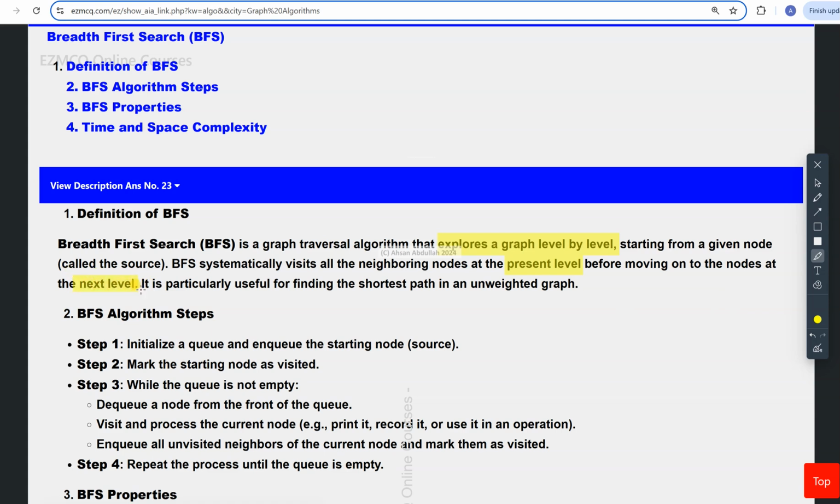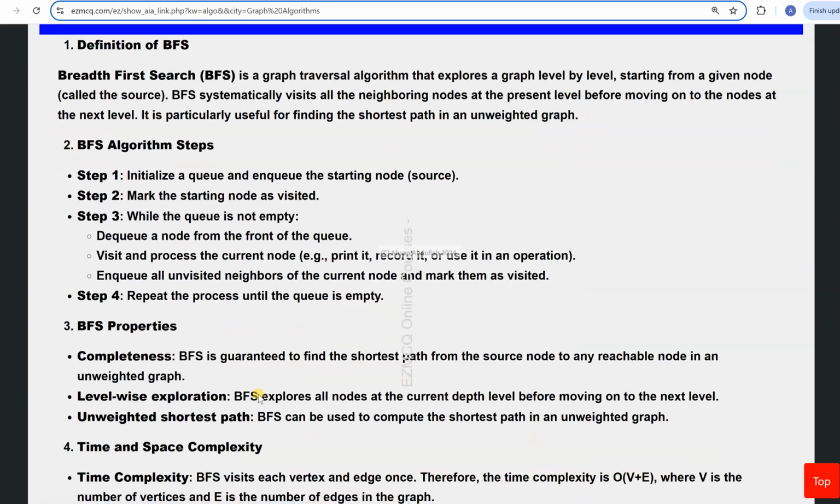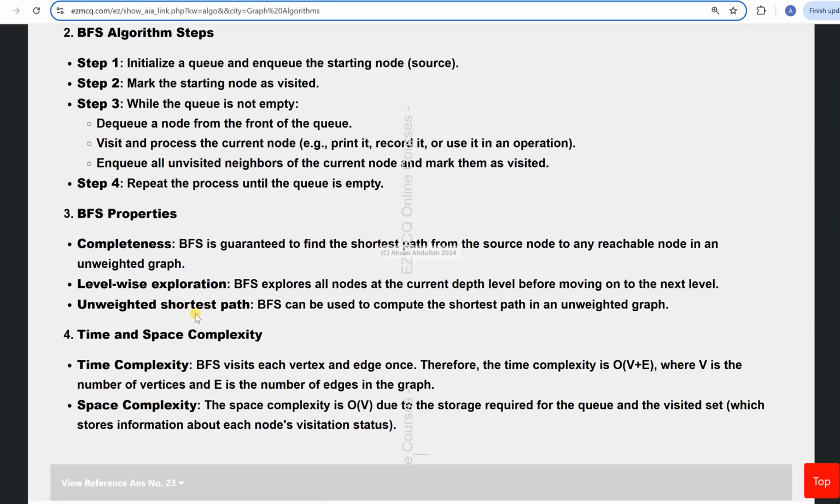It is useful for finding the shortest path in an unweighted graph, so that we are counting the number of edges. These are the steps. This is just the standard steps, nothing special can be seen here. The special part is the BFS properties. The properties are its completeness. So it is guaranteed to find the shortest path. This is the beauty of it.